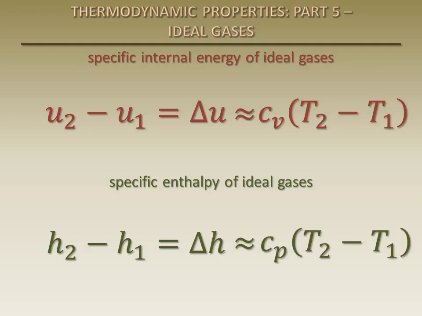If you approximate the specific heats as constant during a process, it is best to use average specific heat values at the initial and final temperatures of the ideal gas. In addition to these property relationships, the specific internal energy and the specific enthalpy of some ideal gases can be found in property tables as functions of the temperature.